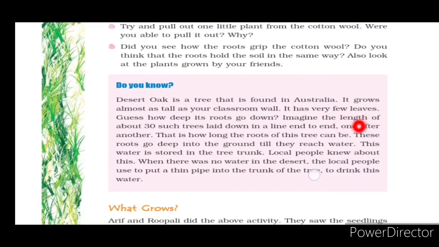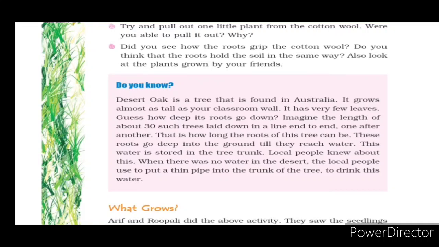Imagine the length. About 30 such trees laid down in a line end to end, one after another. That is how long the roots of this tree can be. These roots go deep in the ground till they reach water. This water is stored in the tree trunk. Local people knew this, and when there is no water in the desert, local people used to put a thin pipe into the trunk of the tree to drink this water. So it is very interesting.